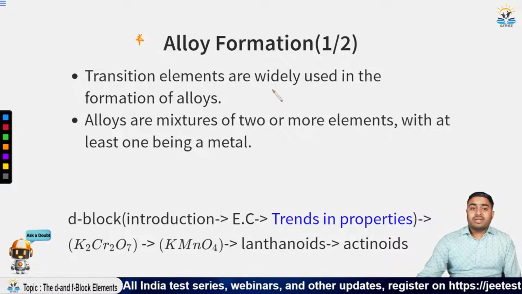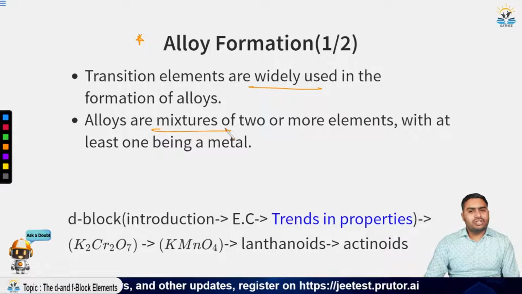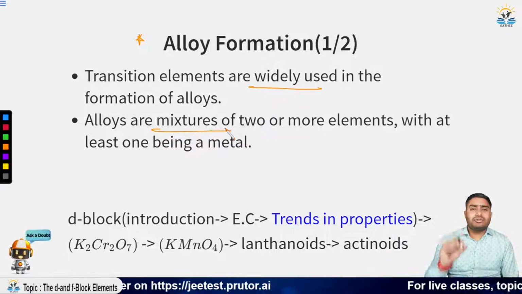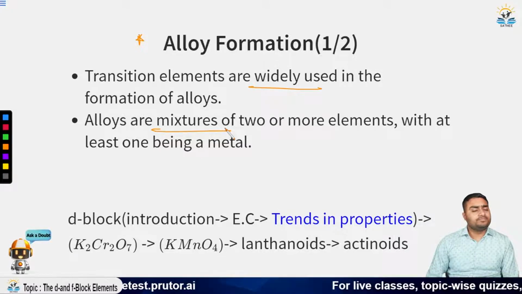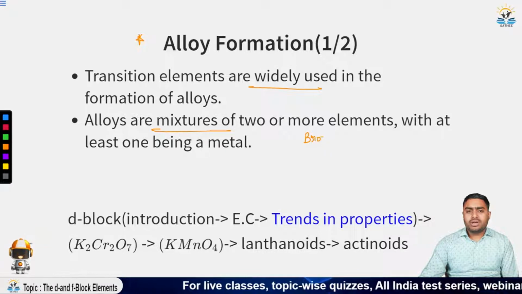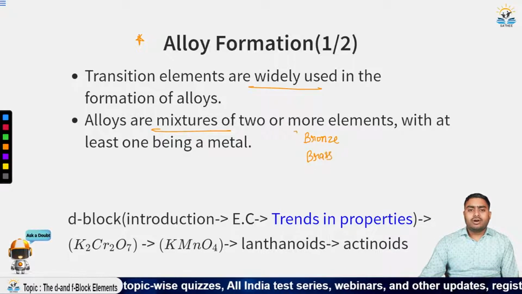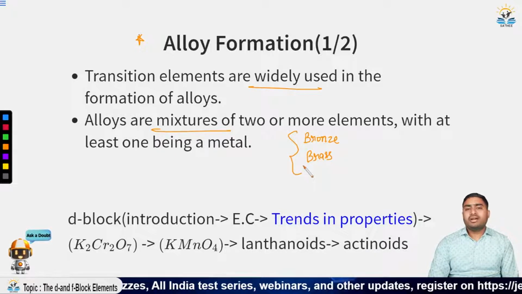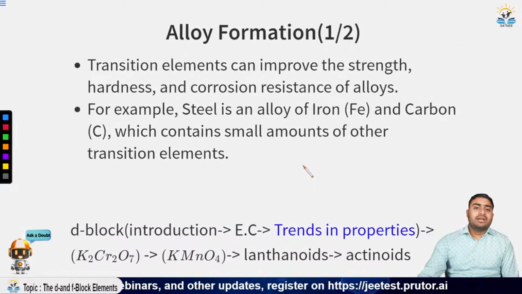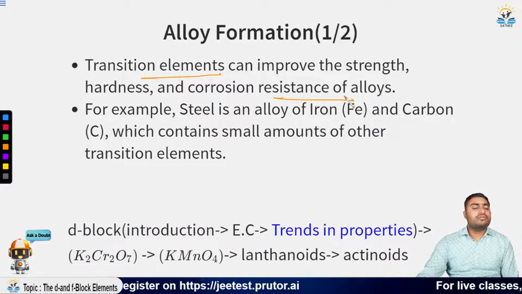They can form alloys as well. They are widely used in the formation of alloys. Alloys are mixtures of two or more elements, and out of these, at least one should be a metal. That is the point here. So many alloys are there, like bronze, brass. These are some examples of alloys: bronze, brass, etc. Definitely alloy formation is very important, and it is applicable in our daily life as well. Transition elements can improve the strength, hardness and corrosion resistance of alloys, right?